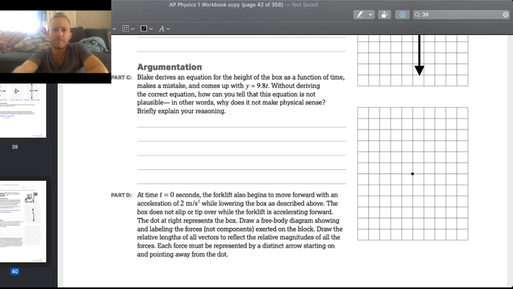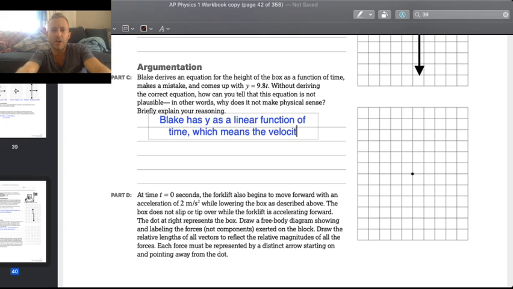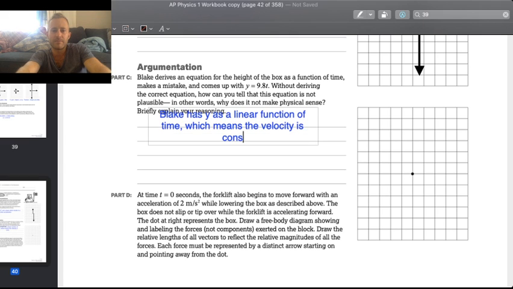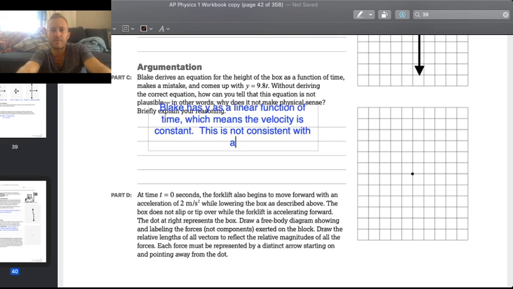So I would say Blake has y as a linear function of time, which means the velocity is constant. This is not consistent with acceleration, because it says that it's accelerating.